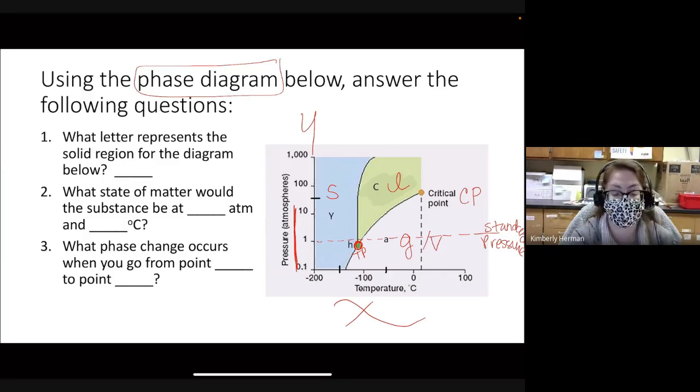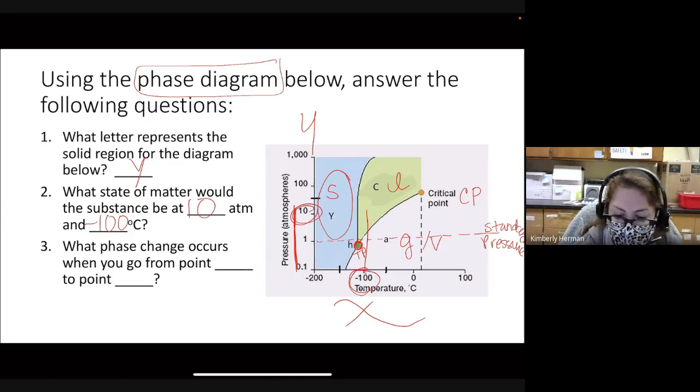Okay, so number 1, it says, what letter represents the solid region for the diagram below? Well, this one's on the side. So we notice that our solid's always closest to our Y, so that actually is Y for this. What state of matter would the substance be at blank ATM and blank degrees Celsius? So we're going to see that this just has to be at 10 ATM, and at negative 100 degrees Celsius. So if we go for 10, we go for negative 100. We're going to pull it up, and we're going to see that it's in the green. That means that it would be a liquid.